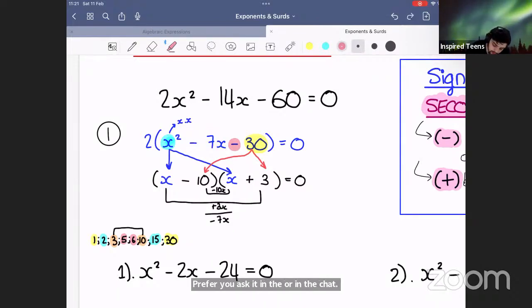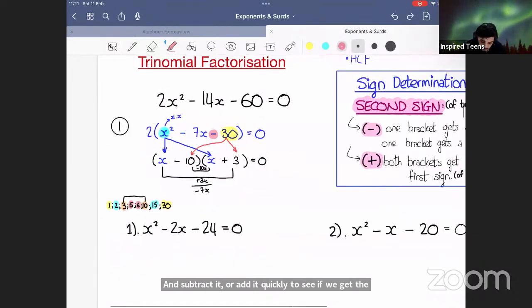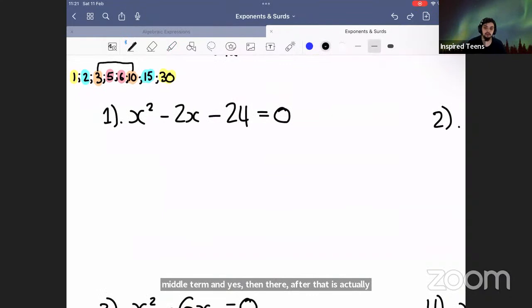So yes, again, we choose the one where in our head, we can subtract it or add it quickly to see if we get the middle term. And yes, thereafter, that is actually the factors that we choose. Let's do some other examples. Let's do this one. Okay, I'm going to try and work a bit faster through this one.